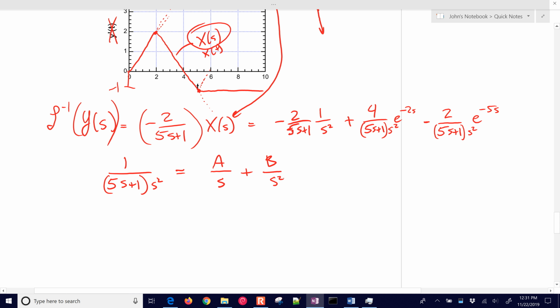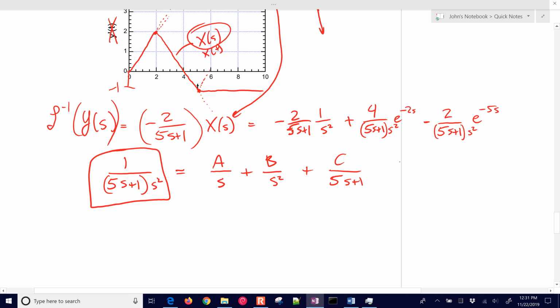Alright, I have a repeating root here, so I need the A and then the B, and then I'll have C as well, and that'll be 5s plus 1. The reason why I have to do this is because this term over here on the left is not in my Laplace tables, but these are. So if I can get into this form with partial fraction expansion, then I can convert each of these individual ones.